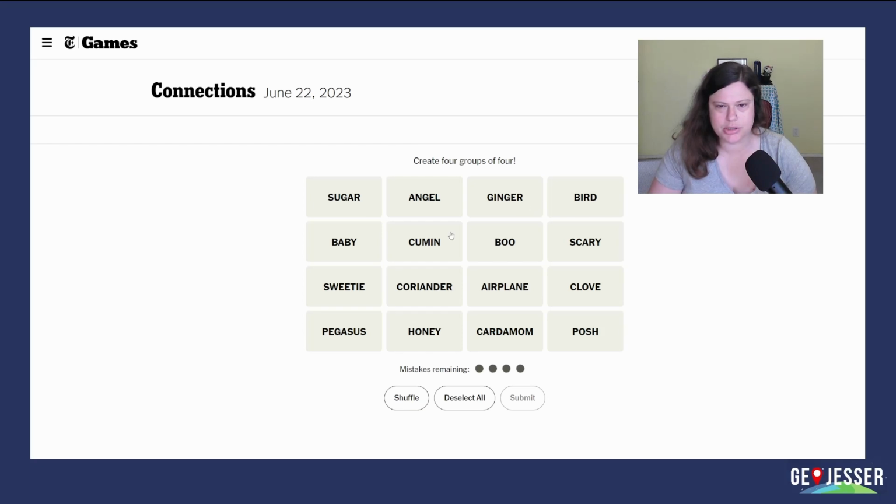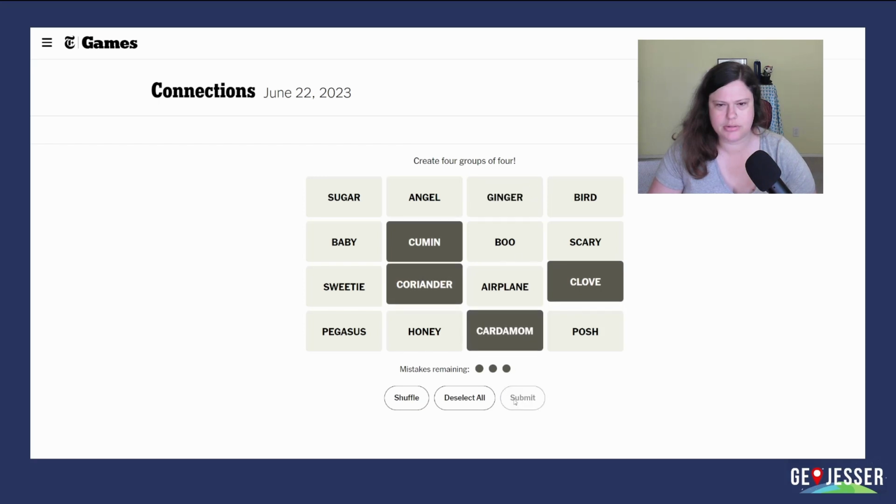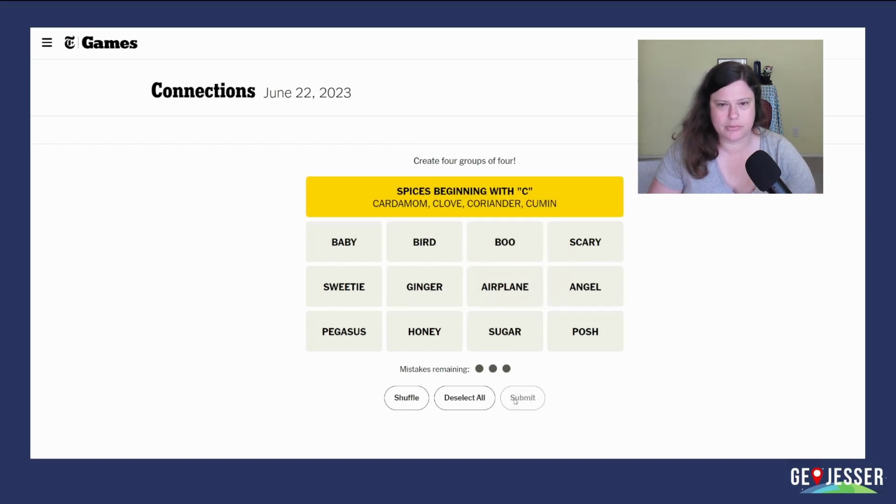I'm seeing ginger, cumin, clove. Those seem to be common, and coriander. Those are all spices. No. Ooh, interesting. Oh, cardamom. Probably instead of ginger, right? Yeah, okay. Ooh. Oh, spices beginning with C. Okay.